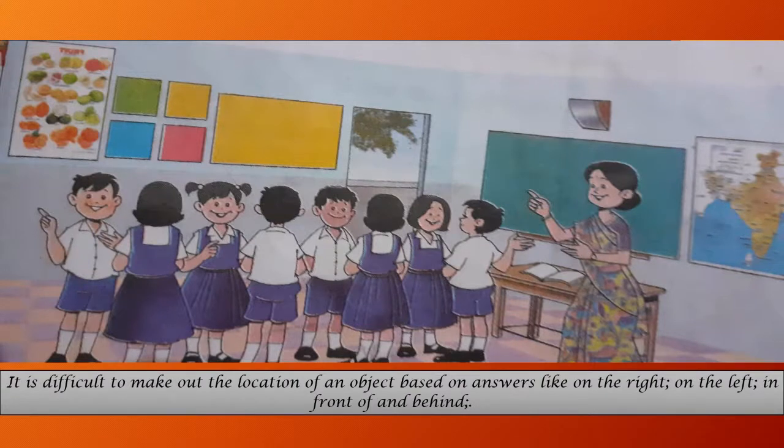Children, in the same way, your answers about the main door and the teacher's table will also be different from those of the girl or boy facing you. It is difficult to make out the location of an object based on answers like on the right, on the left, in front of, and behind. Therefore, in order to tell exactly where an object is located, we use directions.